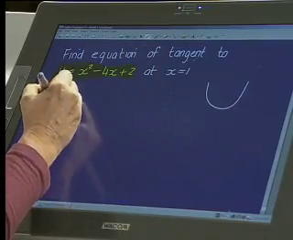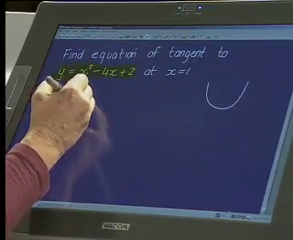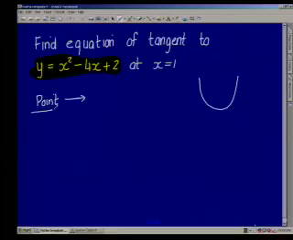Now, remember I said that we need 2 things. The first thing that we need is a point. All right? Now, notice that they're giving us x is 1. So that means that the x value of my point is 1. But remember that a point has always got a double address system. So I need to know what the corresponding y value is. And I am going to substitute 1 into my equation.